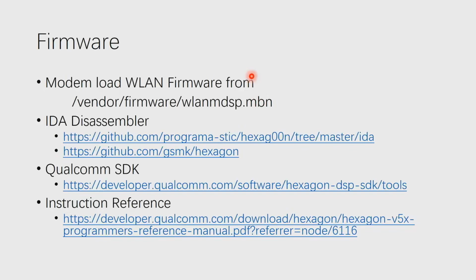So now we have covered some basics about the WLAN. Let's start with reverse engineering. The firmware is located here and loaded by the modem. This file you can find from the phone. And here is the disassembler. Qualcomm provides us a wonderful SDK and the instruction reference here, if you are interested.